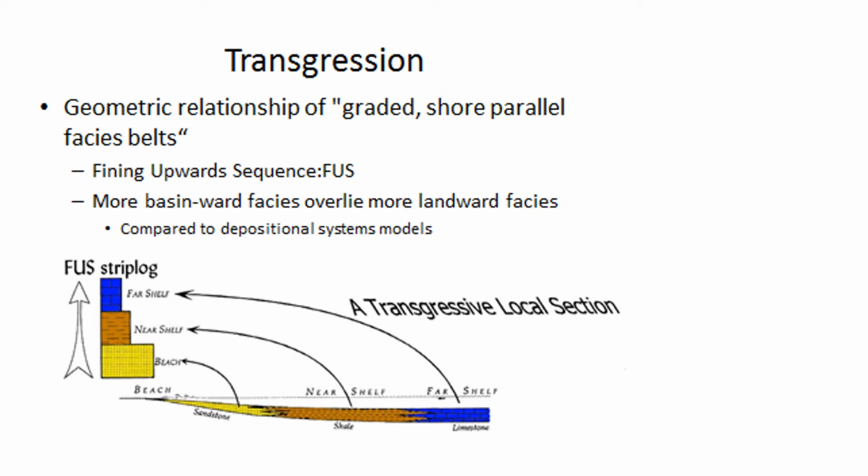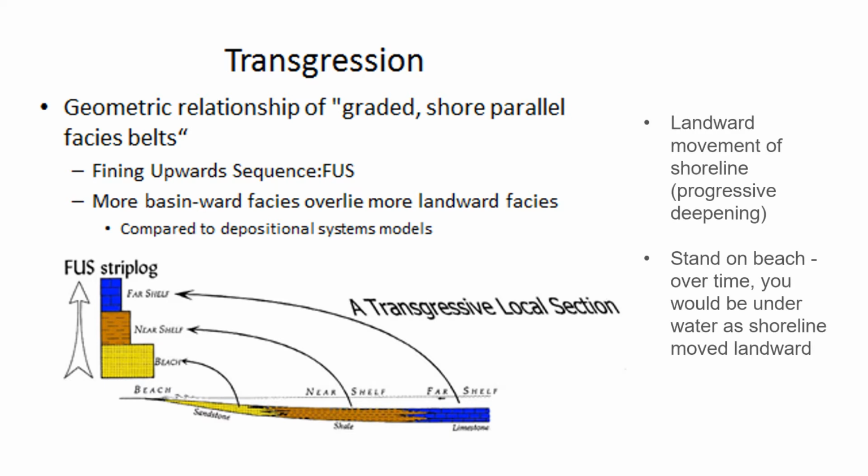So here we also see Walther's law demonstrated. We have our beach, our near shelf, and our far shelf units at a snapshot in time. But over time, as that shoreline migrates landward, on top of that sand you'll deposit another shale, and on top of that shale you'll deposit another series of carbonates. So it's a landward movement of the shoreline as we go progressively deeper. It's a progressive deepening. So you stand on the beach, and over millions of years or hundreds of thousands of years, you would be under more water as that shoreline moved past you and beyond you.